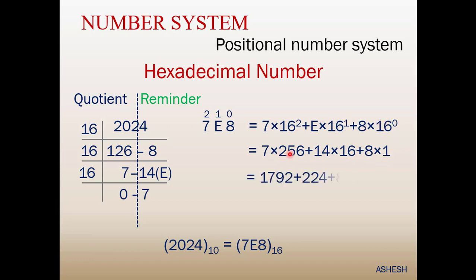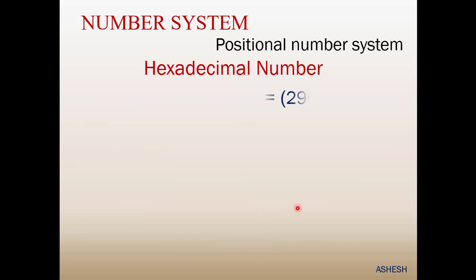Now 7 into 256 equals 1792, plus 14 into 16 equals 224, plus 8 into 1 equals 8. So 1792 plus 224 plus 8 equals 2024. Okay, next one.